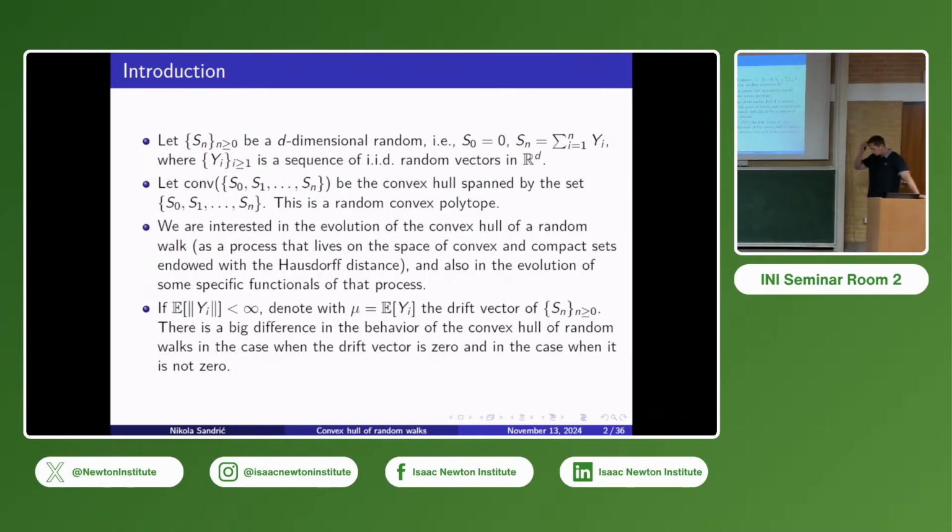Now at least intuition tells us that we should expect a different behavior depending on whether our walk has zero or non-zero drift. Because in the zero drift case, we expect some kind of symmetry. We expect that this convex hull evolves around the center of the state space, while in the non-zero drift case, we expect that it evolves in the direction of drift.